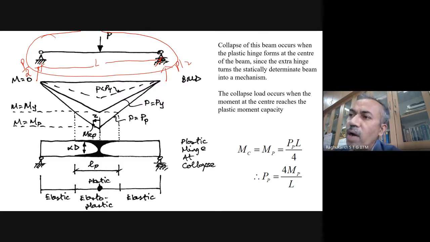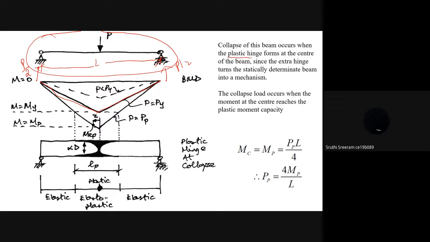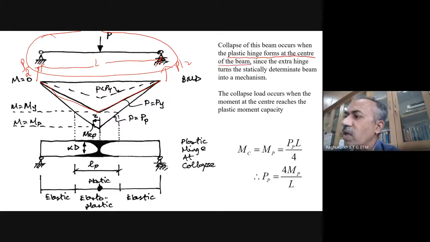Now where do you think yielding will start first in this beam? Which is the critical point in the beam where you will see failure? This is the bending moment diagram. Where will you see the plastification start? Which point? Sir, at the center itself. So everything starts at the center, because, as we already said, it is at the center only.